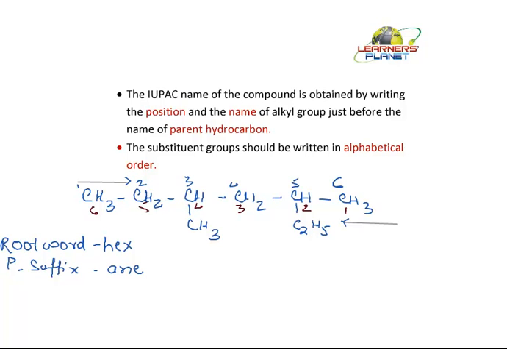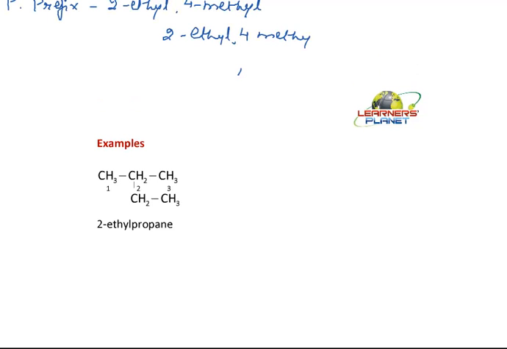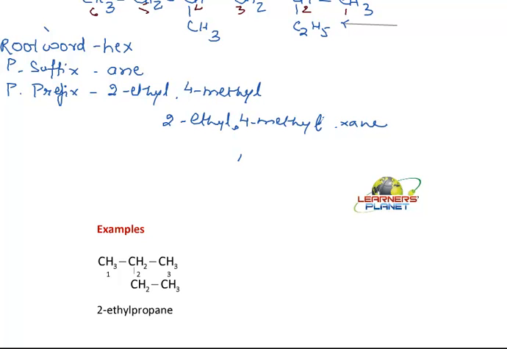So our primary prefix would be 2-ethyl and 4-methyl. Now compiling all these, what would be the name of the given compound? It would be 2-ethyl, 4-methyl, separated by a comma, and we have got our hexane. So this would be the name of my compound, the example of which I have taken. So I hope you can write the names. This is the way we do the nomenclature.